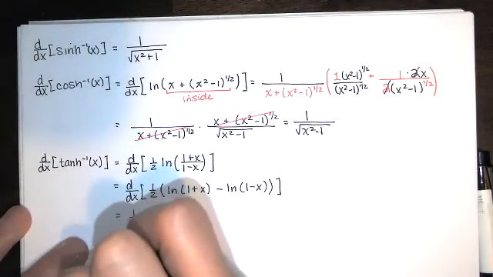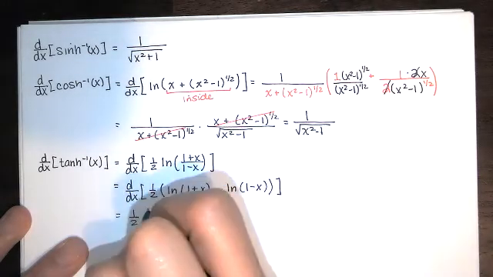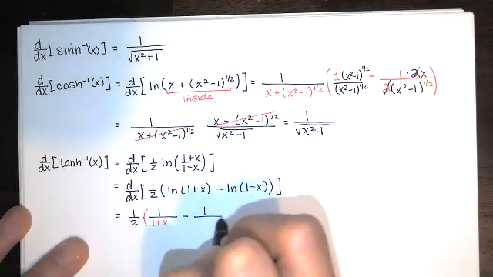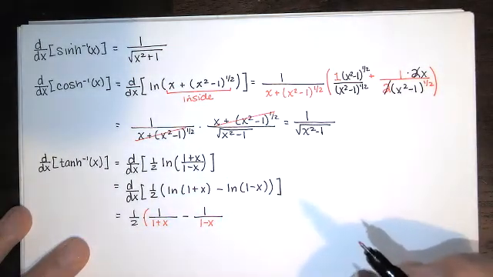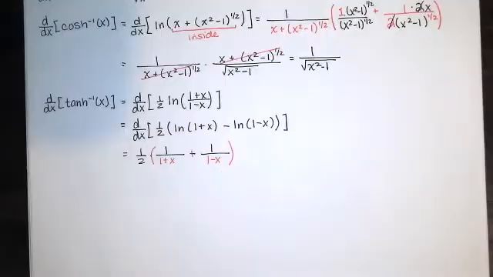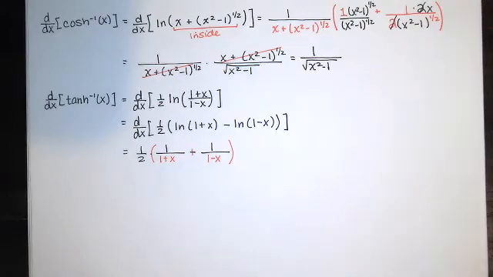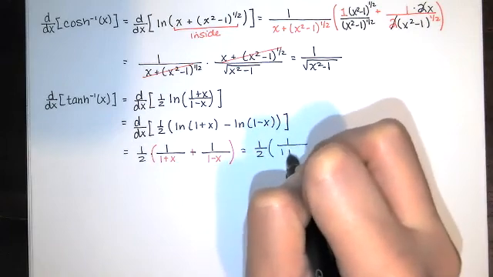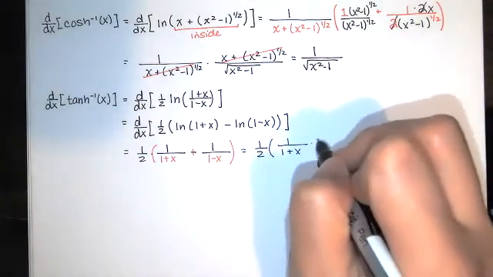The derivative of that is 1/2 times 1 over the inside function times the derivative of the inside, which is just a 1, minus 1 over the inside function here times the derivative of the inside, which is a negative 1. So we're going to end up adding those together. Now, if you get a common denominator here, so we'll multiply this one by 1 minus x and multiply that one by 1 plus x. Watch what happens.